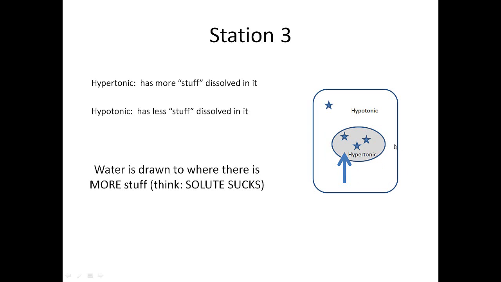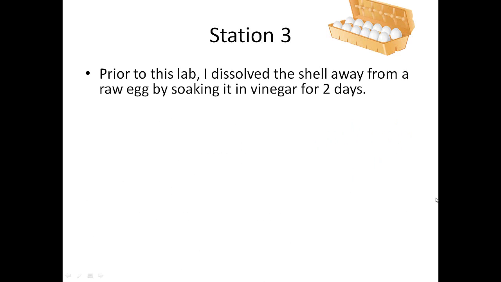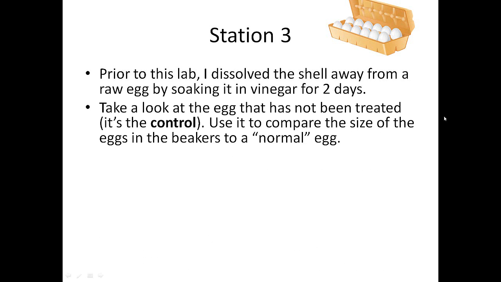So at this station, I dissolved the shell away from a raw egg by soaking it in vinegar for 2 days. So the eggs in the beakers are completely raw. If you touch them, like if you were to throw them, they would break and be a mess. They are not hard-boiled. They are completely raw. There's a membrane that's holding it together still. You need to look at the egg that has not been treated. It still has its shell on, it's the control, it's sitting out next to the beakers, so you can see what the normal size egg is.